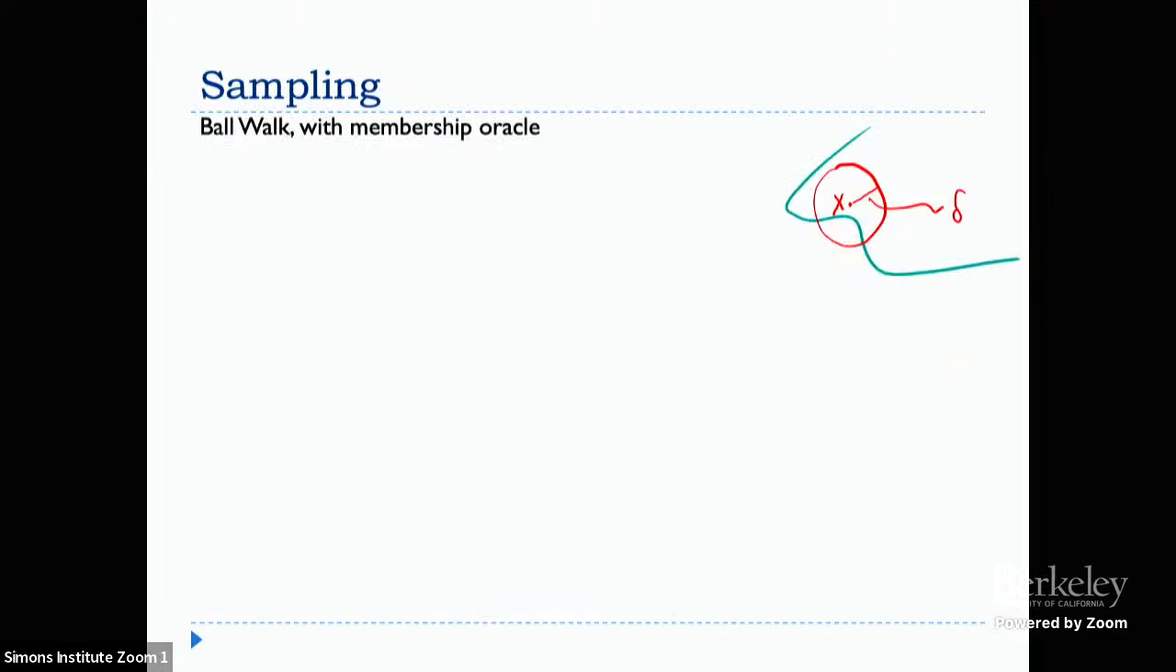20th century, 21st century. So the algorithms are even simpler. You have basically a Markov chain, a random walk. One of the simplest ones is, at a current point, you consider a little ball around the current point of a fixed radius delta. You try to go there. If the point is still in the set you're trying to sample from, you go, otherwise you try again.